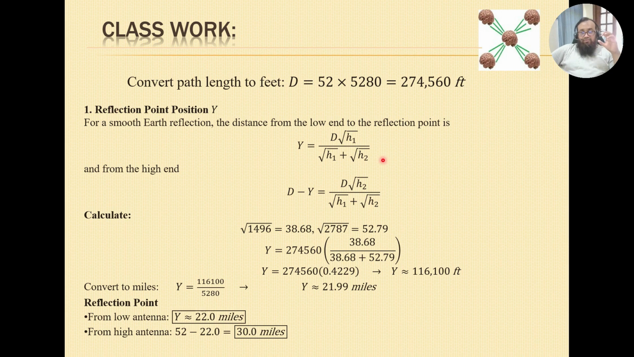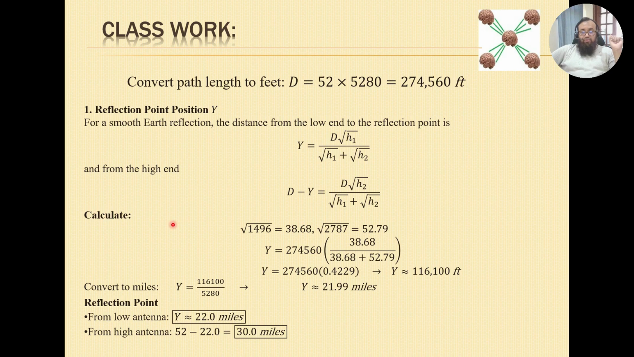So the approximate formula for the midpoint or reflection point is that y is equal to d times square root of h1 over square root of h1 plus square root of h2. This is from the first tower, tower number 1, height 1. Because we have two towers, the distance from the second tower is that you take the main distance and remove this part, so you will remain with the other. For example, these are two towers, and in between somewhere is a reflection point. If you get the distance from one tower to the point, then if you remove this distance from the main distance, you get the other part. So this is a kind of simple thing.